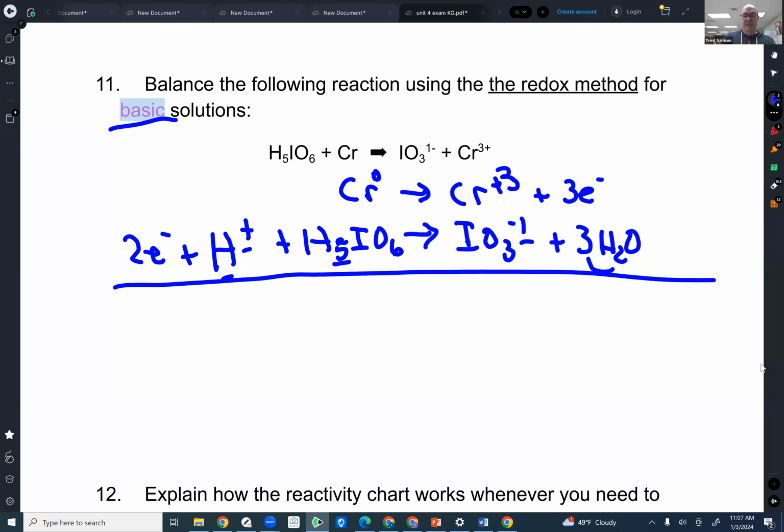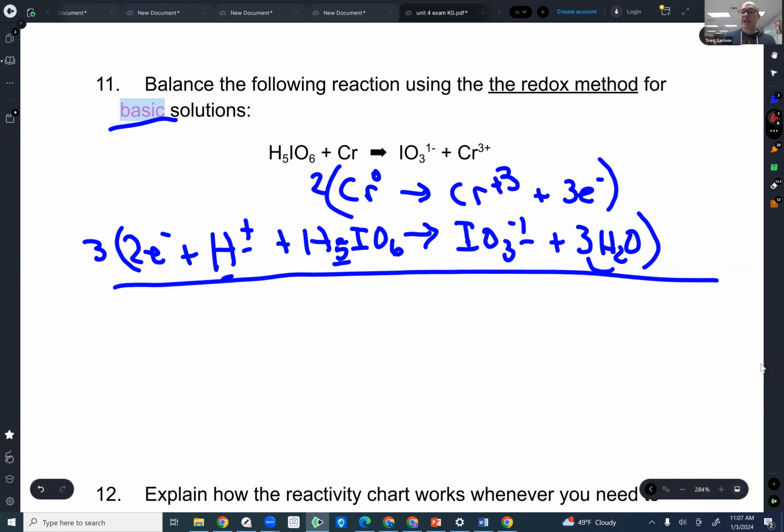All right. These are not balanced as far as the electrons are concerned. So I've got to put a 2 coefficient here. I've got to put a 3 coefficient here. So what we would end up with is 2 chromium ions, 6 electrons. I'd have 6 electrons, 3 hydrogens, 3 of these iodine compounds, 3 iodates, and 9 waters.